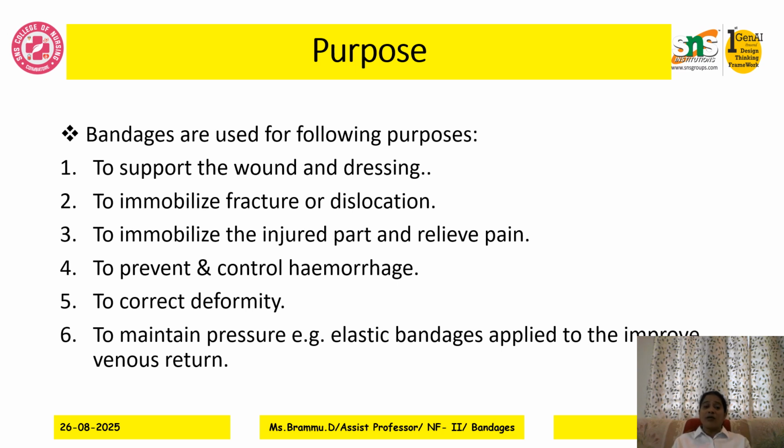Then the second major purpose might be what? Yes, it is the fracture or dislocation. In order to immobilize the particular part, you can do a sling bandage, or in order to prevent further dislocation, we can do a triangular bandage for the patient, and we can splint that particular part as well as immobilize the injured part, and it's also going to relieve the pain for the patient. It's also going to control the hemorrhage in case there is heavy bleeding. It is also going to help to correct the deformity, and this also maintains the pressure, that is, elastic bandages applied to improve the venous return.